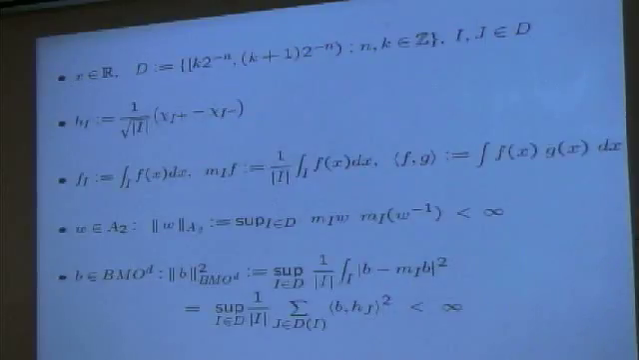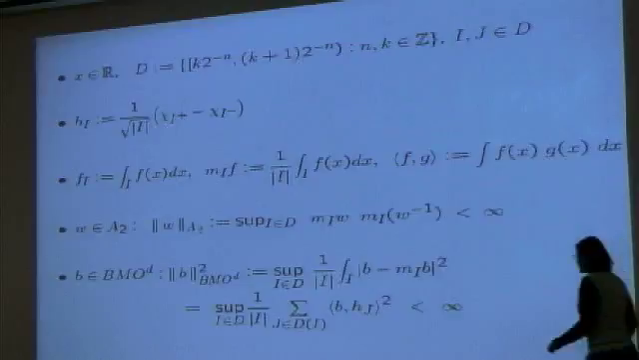Okay, so let's see. The A2 norm of W to be m_I W times m_I W inverse, and the BMO norm of anything will be this: sup over I in the dyadics, 1 over the length of I, sum of the squared Haar coefficients. Okay? And let's see.